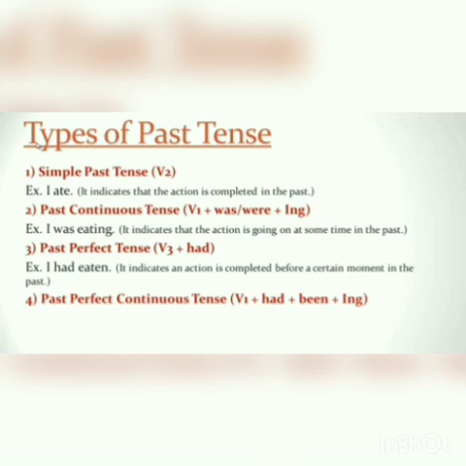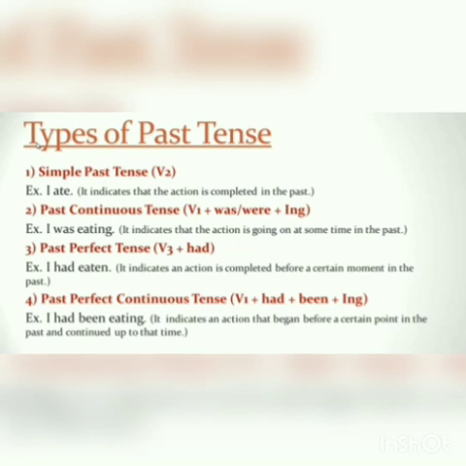Now, fourth one, past perfect continuous tense. V1 plus had plus been plus ing. So, what is the structure, children? V1 plus had plus been plus ing. Example, I had been eating. It indicates an action that began before a certain point in the past and continued up to that time. Okay, it shows an ongoing process from the past time. The action is continuing from the past. It started a certain period long ago and still it is continuing. That is past perfect continuous tense.